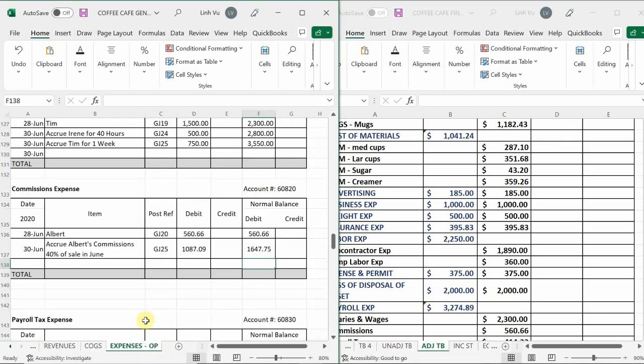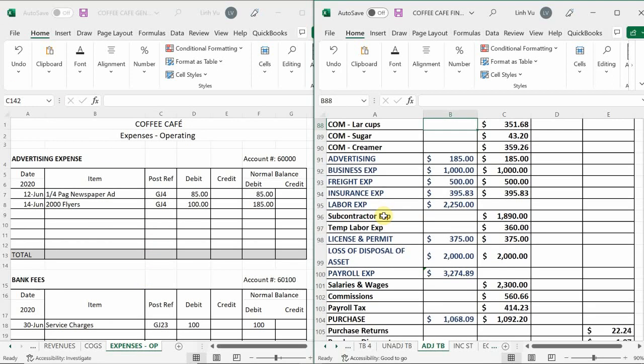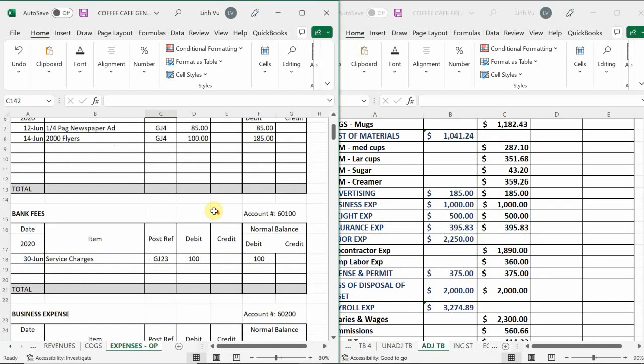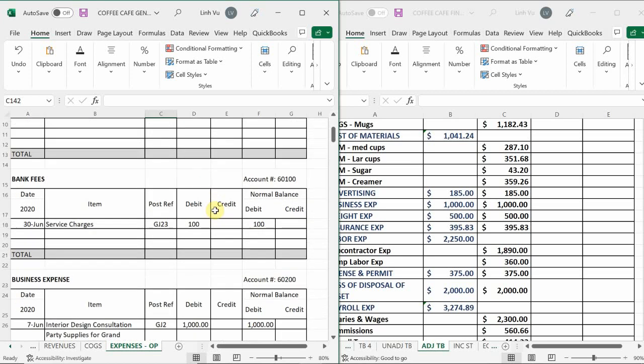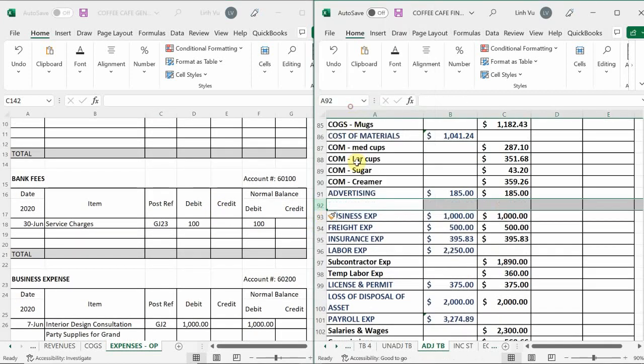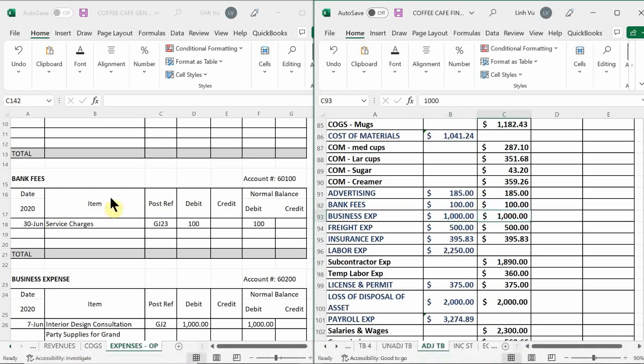Now, last but not least is going to be my expenses tab. Okay, so let's take a look at my expenses. So we're going to go through them one at a time. Okay, so first one I have here is advertising, which is still at $185. Bank fees. Oh, I do have bank fees now, so I need to insert a row there to insert my bank fees. Okay. Which currently is at $100 for the service charge.